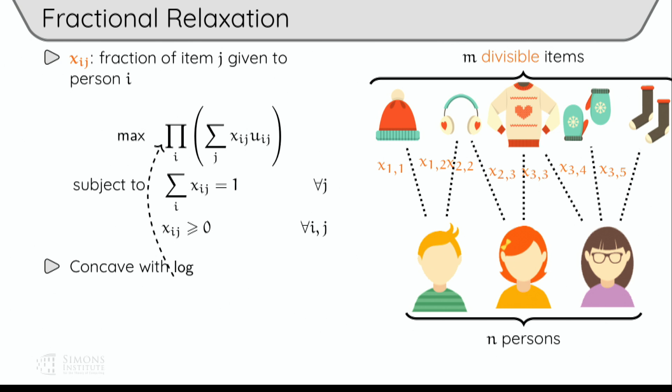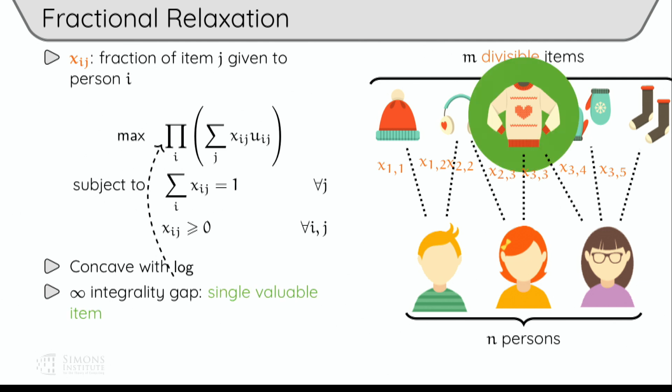Everything works. But the problem is that there are actually examples where this relaxation is very far off from the actual optimal solution that you can possibly get. Think of an item which is very highly valued, like, let's say this sweater is loved by everybody. The fractional solution can cheat and give a third of the sweater to this person, a third to this person, and a third to this person. Now the product of the utilities would be something non-zero or very high. But an actual solution would have to allocate this sweater to only one person. So if the rest of the items have a utility of 0, the optimal solution would be 0, whereas the fractional solution would be non-zero.